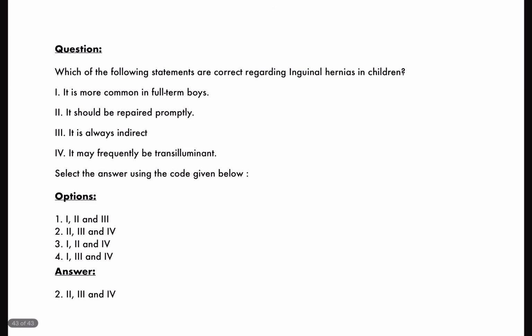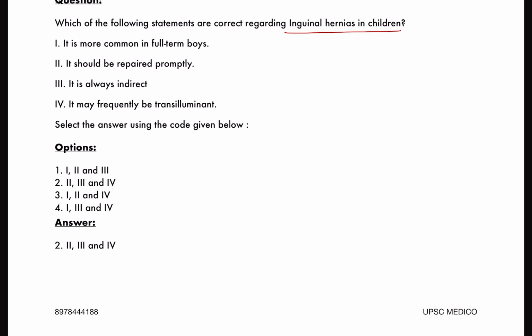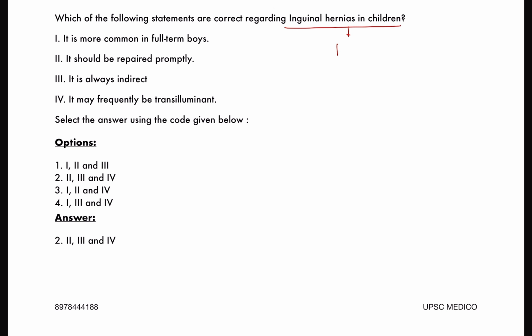Which of the following statements are correct regarding inguinal hernias in children? See, the specificity here is that inguinal hernias are because of the persistent processus vaginalis in children. Okay, the problem is the same persistent processus vaginalis will also manifest as hydrocele. So that's the reason in adults inguinal hernias are not transilluminant, but in children they are transilluminant. So they're frequently transilluminant. This is right.